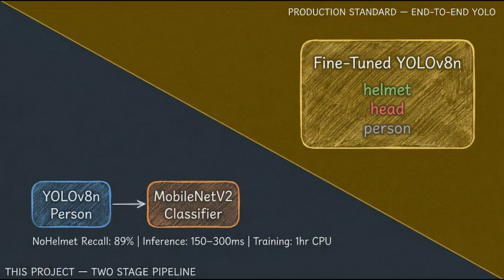The two-stage pipeline demonstrated in this project achieves 89% no-helmet recall and is a strong proof of concept. But the industrial standard as of March 2026 is a single fine-tuned YOLO model with dedicated classes for helmet, head, and person. This end-to-end approach eliminates the compounding error risk of two separate models, reduces inference time from 150 to 300 milliseconds per frame to 80 to 120 milliseconds, and pushes no-helmet recall to approximately 93 to 96%. The SHD dataset already contains the annotations needed. The upgrade path is a 45-minute training run on a free Colab GPU.